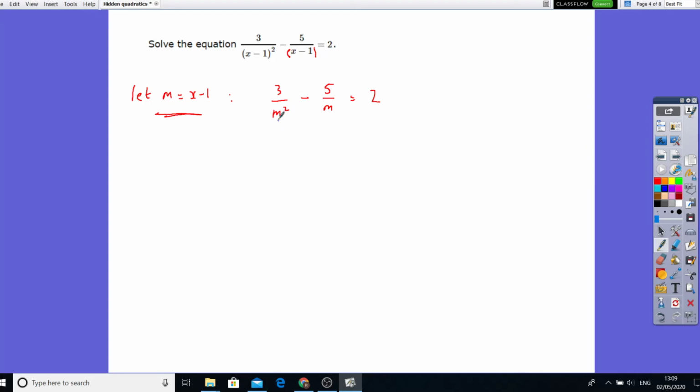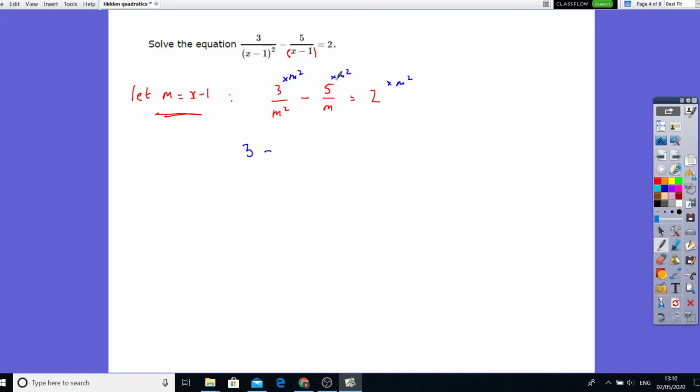Now I'm going to times everything by this one because it's the one with the biggest power. So I'm going to times everything by m squared. And let's see what happens. If I times that by m squared, times that by m squared, I'm going to multiply this by m squared. So when I times this by m squared, we're going to get 3m squared divided by m squared. The m squareds are going to cancel, so that's going to just leave me with 3.